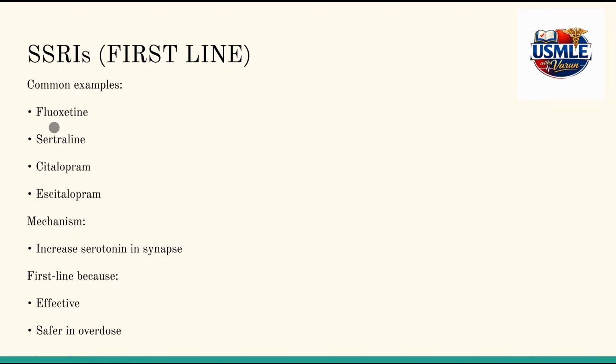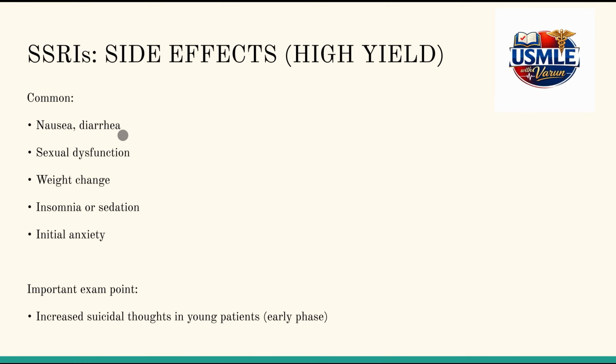SSRIs include fluoxetine, sertraline, citalopram, escitalopram. They increase serotonin in the synaptic junctions and are first line because they are safer even in overdose and they're effective. So SSRIs are the first line antidepressants.